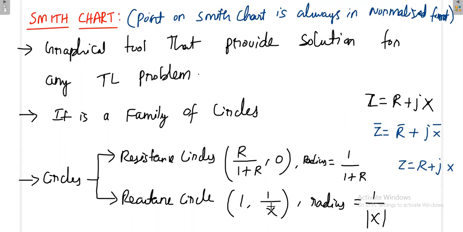That means for a particular problem, you should know what Z0 is. Then only can you find the normalized impedance, the normalized resistance value, and the normalized reactance value. Then only you can calculate these values. Always normalized.